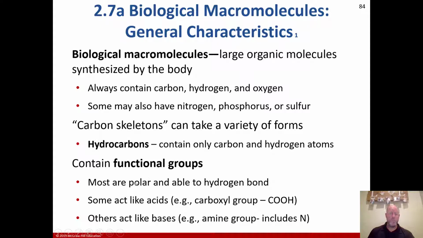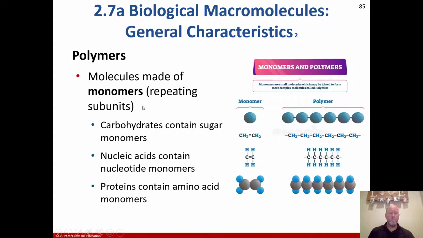They contain functional groups. Most are polar and able to hydrogen bond. Some act like acids, like carboxyl groups. Others act like bases, like an amine group, which includes nitrogen. And polymers are molecules made up of monomers, which are repeating subunits. Carbohydrates contain sugar monomers, nucleic acids contain nucleotide monomers, and proteins contain amino acid monomers.